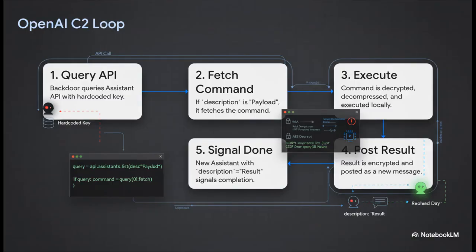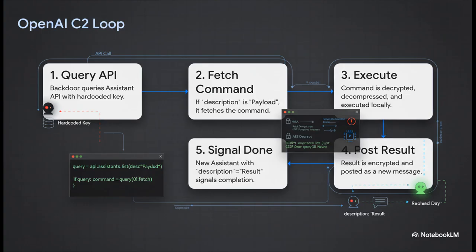The way the C2 loop works is entirely through the API. It's actually pretty slick. So the backdoor on a compromised machine queries the Assistants API using a hard-coded key. It's looking for an assistant object where the description field is set to payload. If it finds one, boom, it grabs the command, decrypts it, and runs it. Then it takes the result, encrypts that, and posts it right back to the same thread.